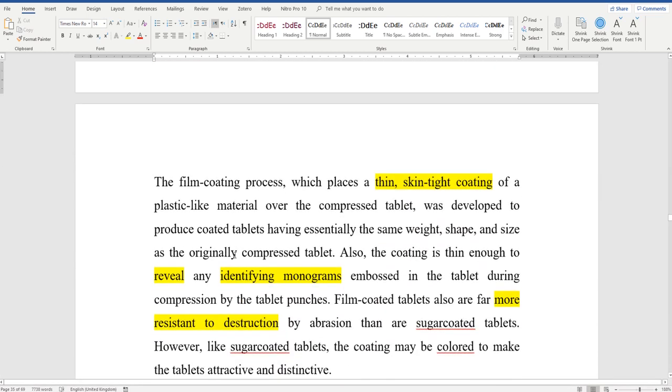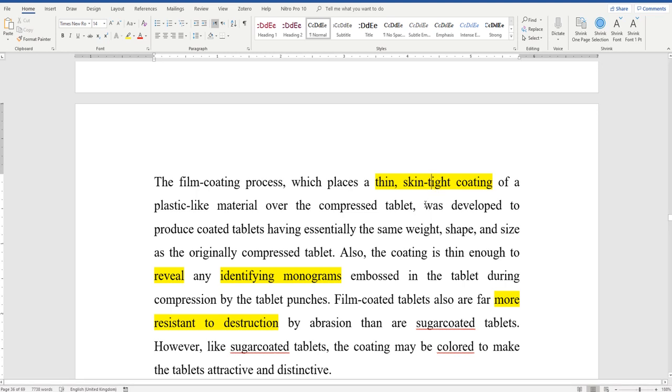So film coating is thinner. Actually, they estimate that the film coating increases the weight by about 3%. يعني from the tablet weight after coating, if you weigh it, then about 3% will be the film coat. طيب if you are doing sugar coating, it will be 50% and maybe even more. So it's a thin skin tight coating. Skin tight here is to tell you that it will actually help in protecting the tablets.